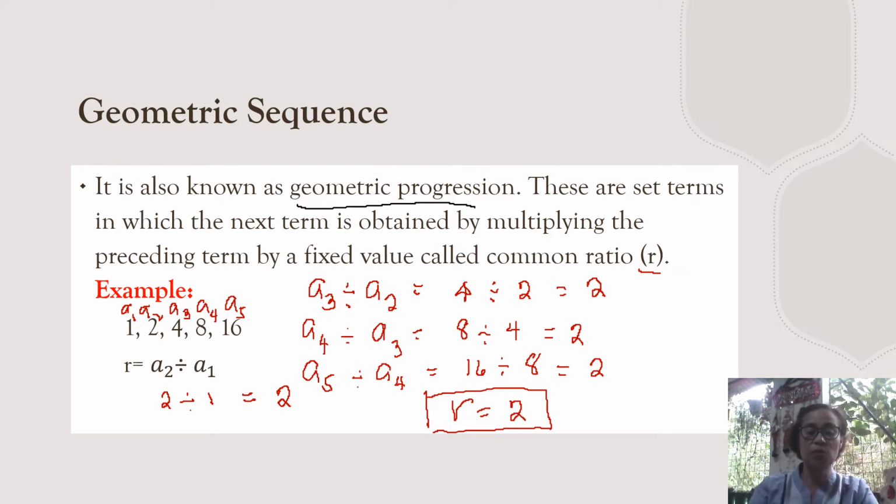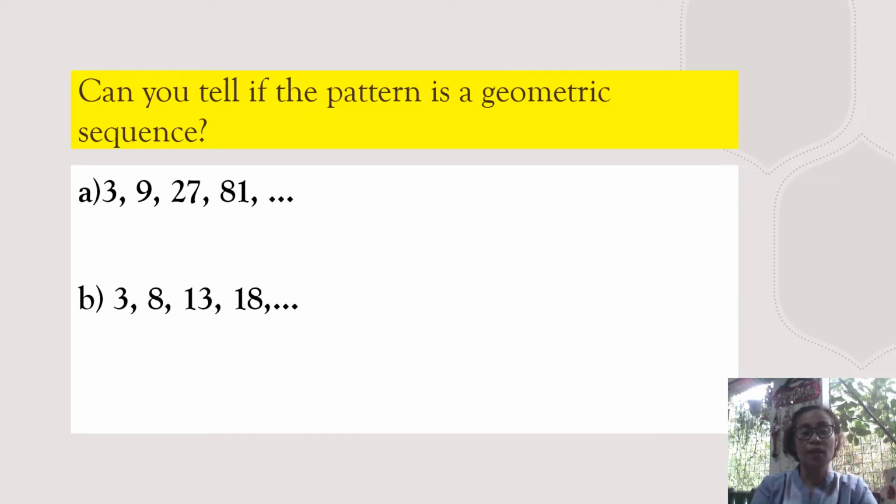Okay, so let's move on now to telling whether the pattern is a geometric sequence or not. Let's start with the first one. We have 3, then 9, 27, and 81. Of course, we are going to check the value of r. So 9 divided by 3, and we have to check everything: 27 divided by 9, and 81 divided by 27. Then we're supposed to get a fixed value here.